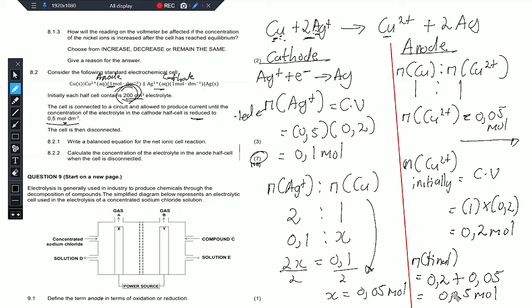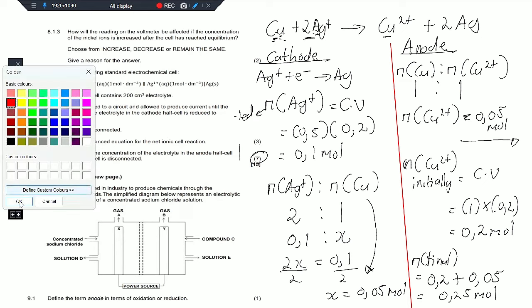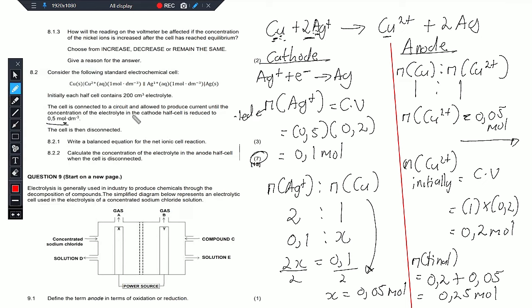Now, what are we going to do with this 0.25 mole? This is what we are supposed to do. Remember, we are looking for the concentration. So to find the concentration, we must say our formula is C equals n over V. Remember, now we have the final number of moles, which is the 0.2 that the anode initially had, plus the 0.05 that came from the cathode, right?